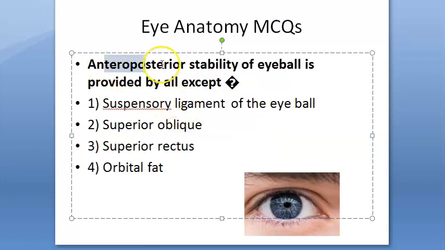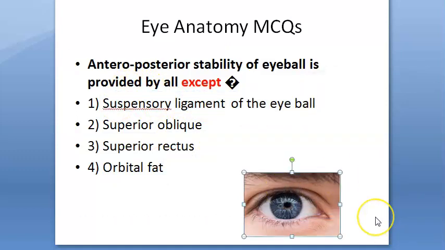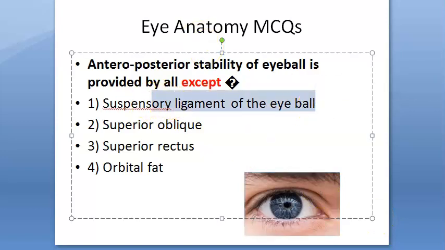Look at this question now. Antero-posterior stability of eyeball is provided by all except. This is an except question. So who is giving stability? Antero-posterior. Is it superior oblique, superior rectus, orbital fat, suspensory ligament of the eyeball? Let's look at the answer directly here. 1. So this ligament is not providing any antero-posterior stability.